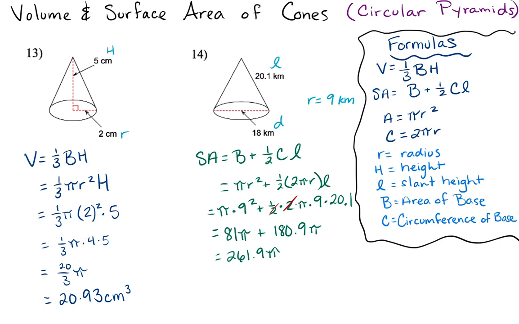Now let's estimate that using 3.14 for pi. 261.9 times 3.14, we're going to get 822.366 kilometers squared. You can go ahead and round that to 2 decimal places if you want, but since the calculator only gave me 3 decimal places, I decided to just include all 3 rather than rounding. Okay, that's finding volume and surface area of cones. Stay tuned for the next shape.